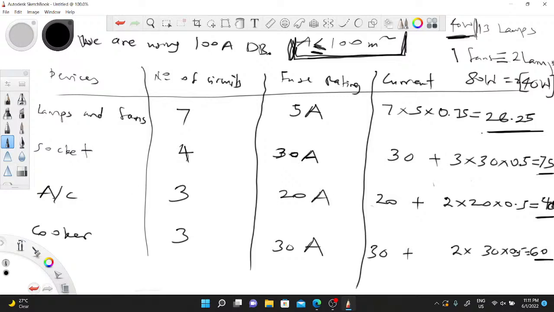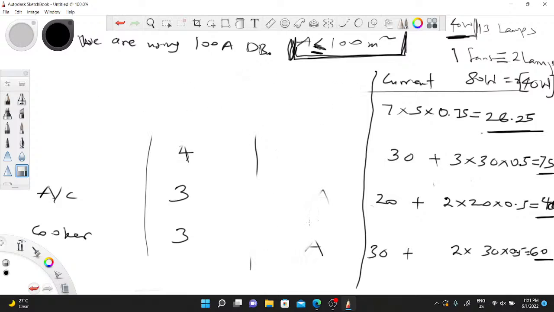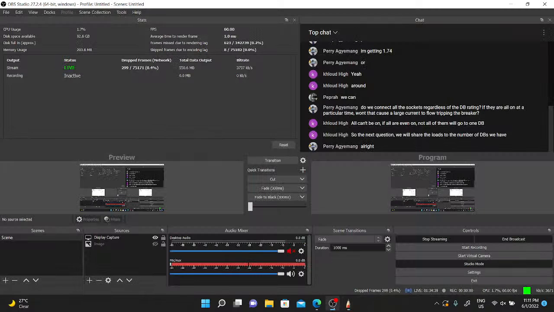So let's see. Now, number of dBs to be used.